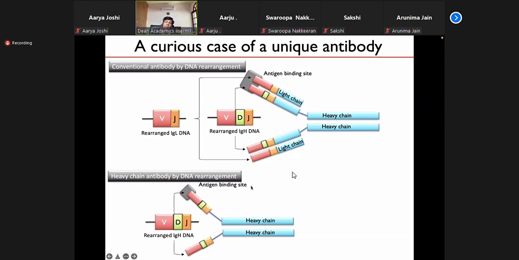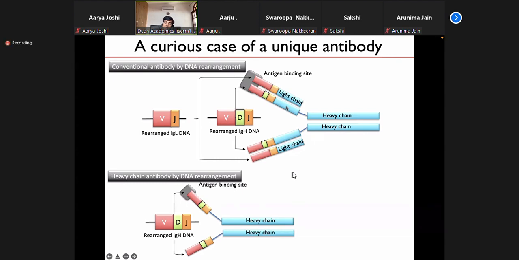But there is another property. Because you don't have the constant region, the first constant domain, this domain is missing here. Now, if you don't have this domain, essentially, in this domain you have those disulfide bonds which make these dimers, right?